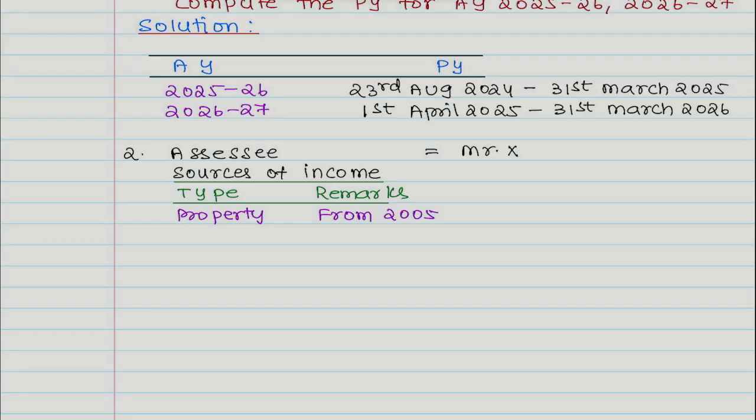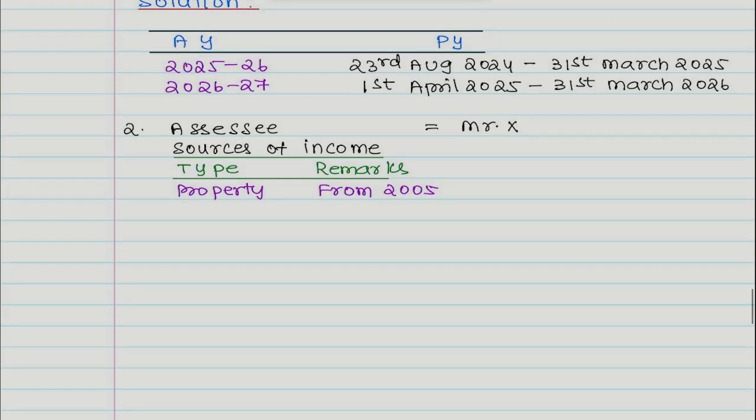From 2005. Until now, is this an existing source of income or a new source of income? Already it is there since how many years? Almost 20 years before itself I have. For example, I am having a commercial property. I am giving it on rent. Every year I will get the property income or not? That is not coming this year. That is coming from 2005. Existing one. Next.